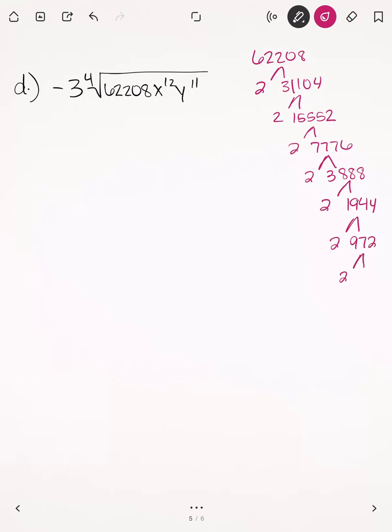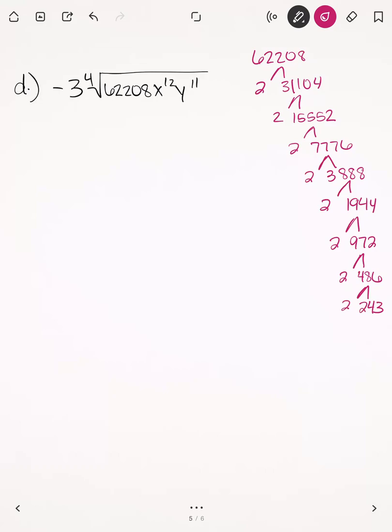By 2 again, which is 486. We go by 2 again. We keep going until we can't go anymore, to 243. When I get to 243, I see we cannot use the number 2 again. So let's switch numbers. Let's go to 3.